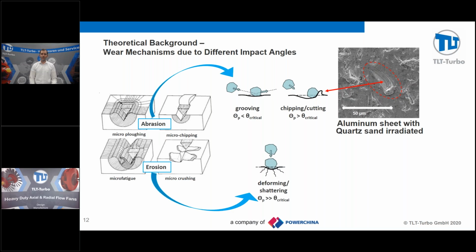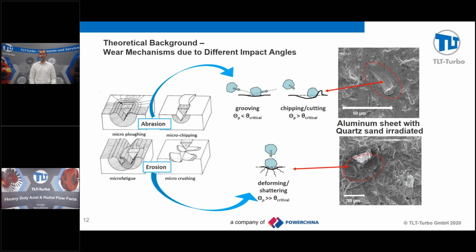The other one is more the erosion part. In this case, erosion, we have a very high impact angle, very close to 90 degrees. So it's hitting straight, directly onto it. And there it's more crushing and fatigue mechanisms that damage your material, which can also be seen here. Sometimes even the little quartz particle gets stuck in the base material and needs to be washed out again.